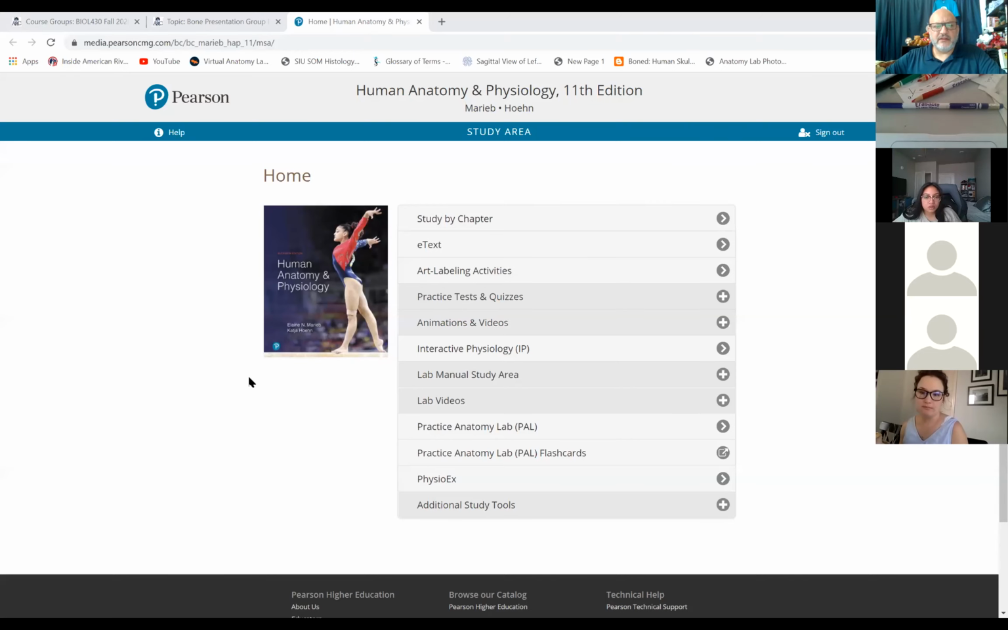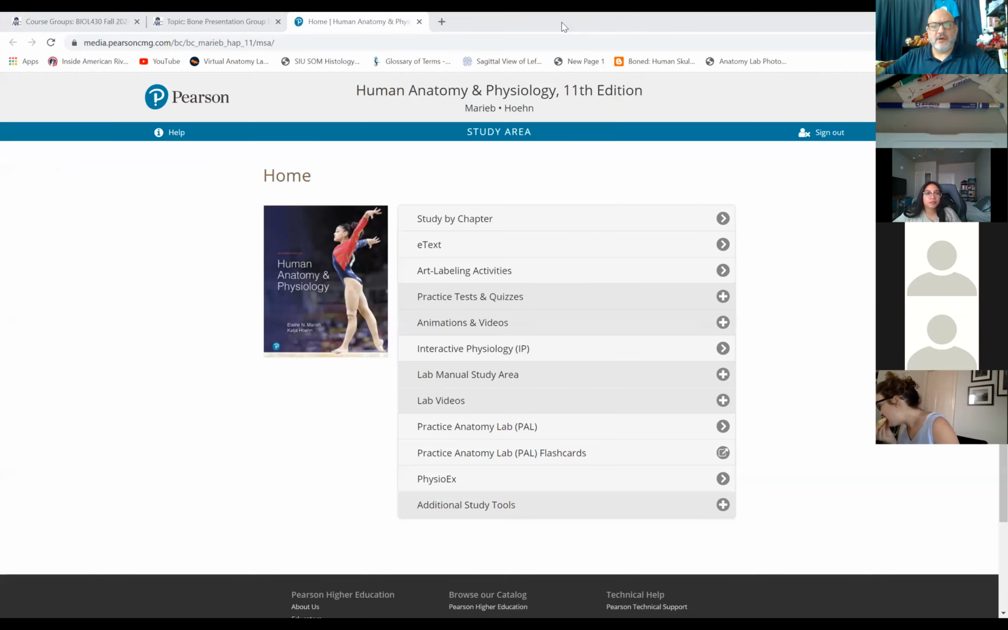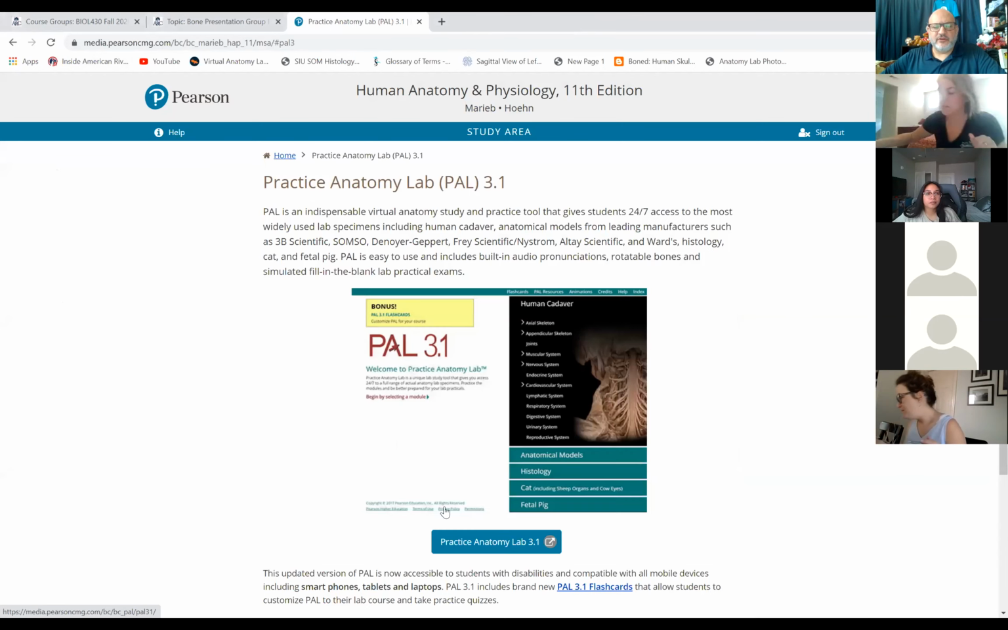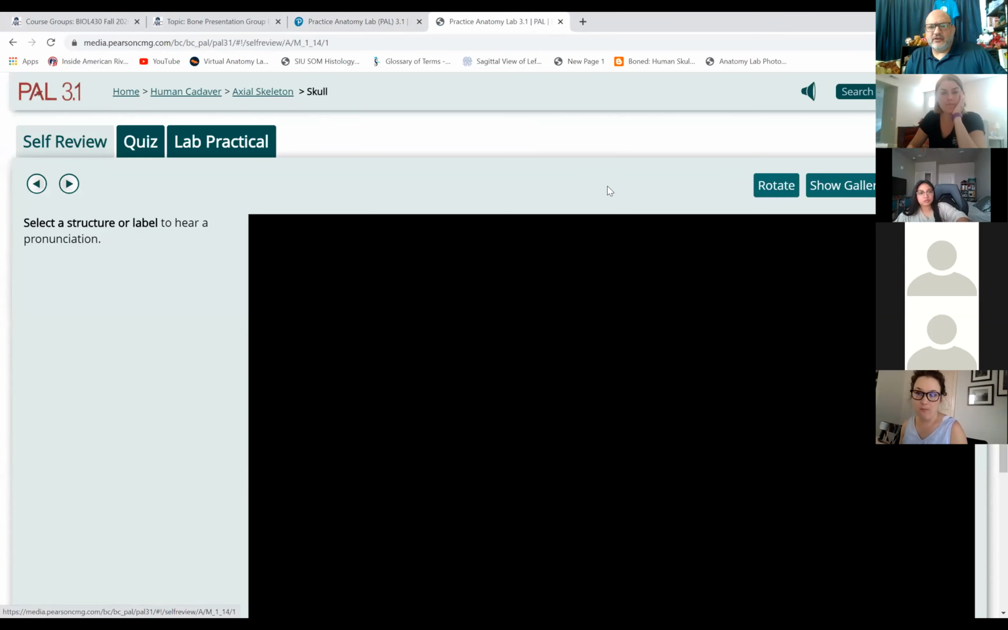So again, from your study area, practice anatomy lab. Oops, wrong button. Practice anatomy lab. When you go to your practice anatomy lab, it pops up as a separate window. There you go. That's the size that I wanted. And you can go to places like the axial skeleton and look at a skull.